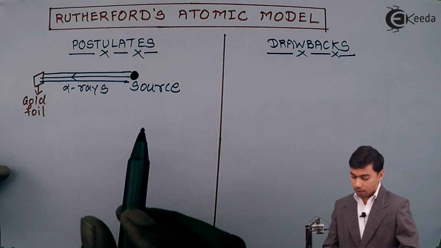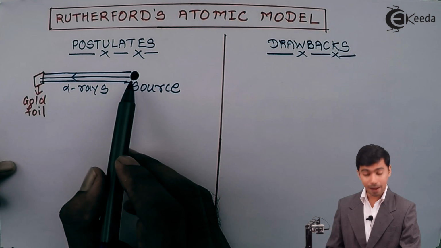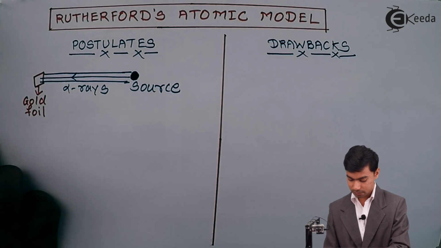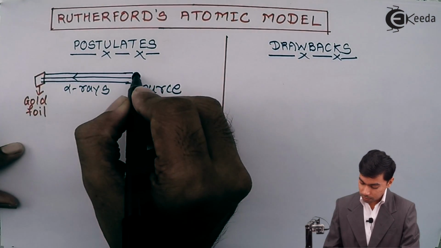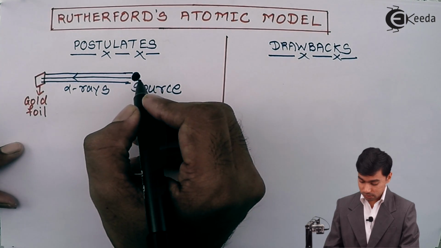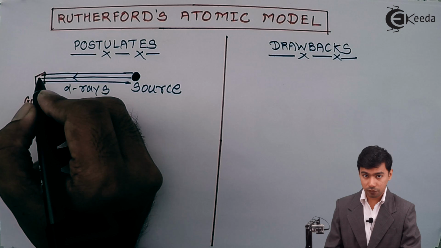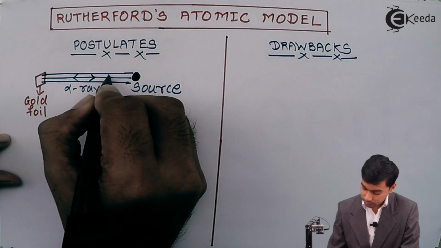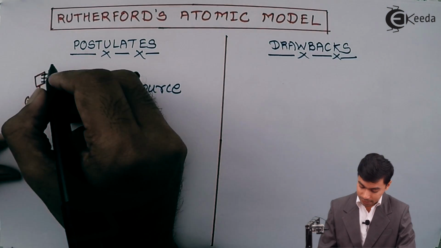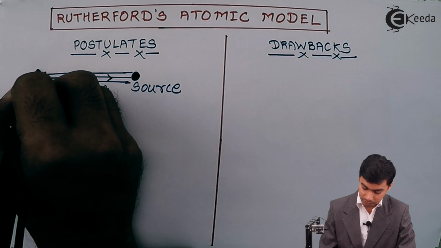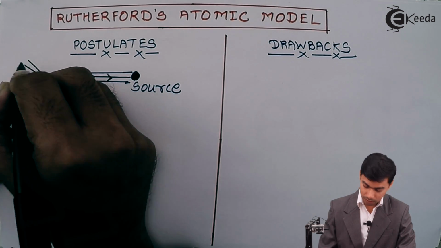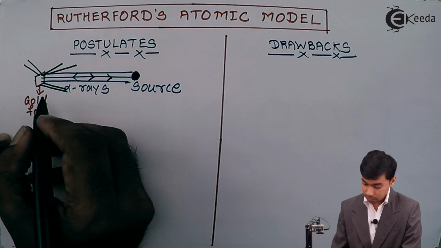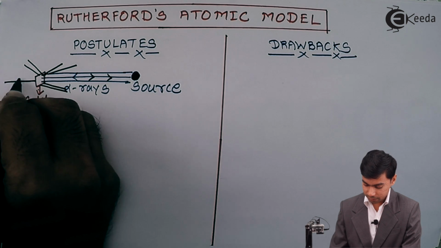He observed that whenever these alpha rays pass from the source towards the gold foil, some of the rays coming from the source directly strike the gold foil, but after striking, some of the rays move back in the same direction. Some get scattered in different positions and some go undeviated.